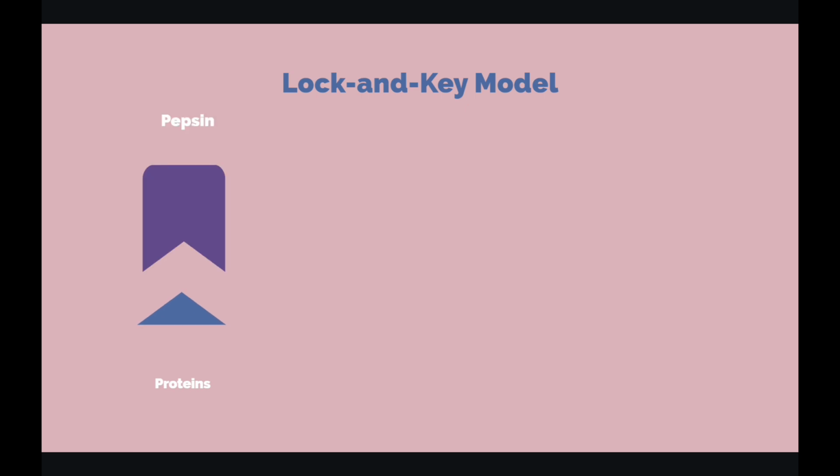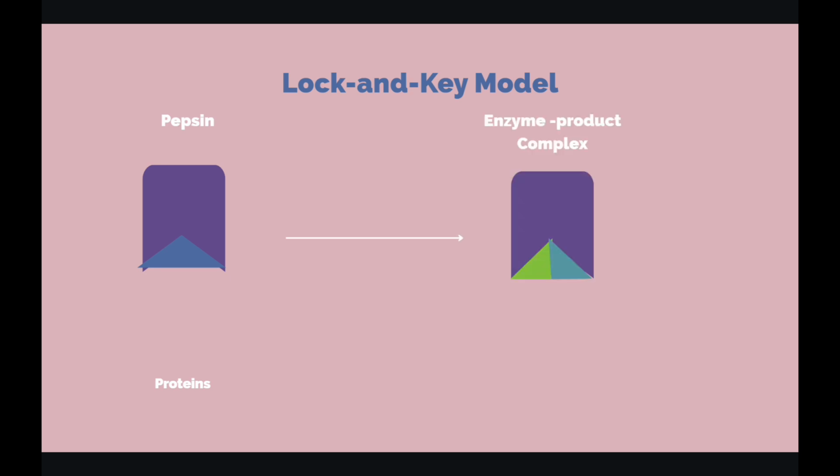One example is when proteins become a substrate and the enzyme is pepsin. Pepsin is the enzyme that catalyzes the digestion of dietary proteins into smaller peptides, serving as an essential enzyme in the early stage of protein digestion in the stomach.